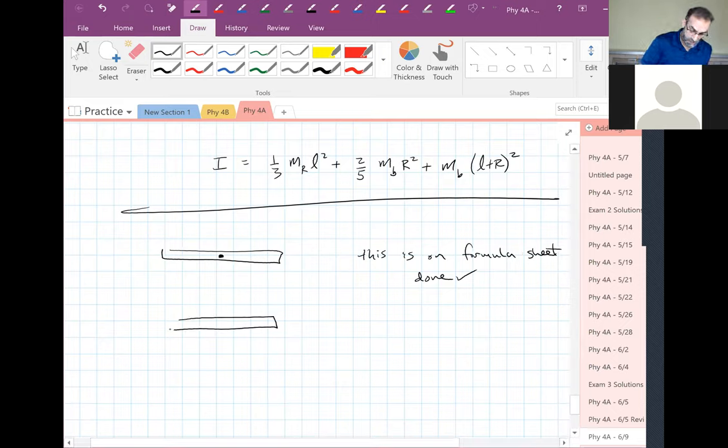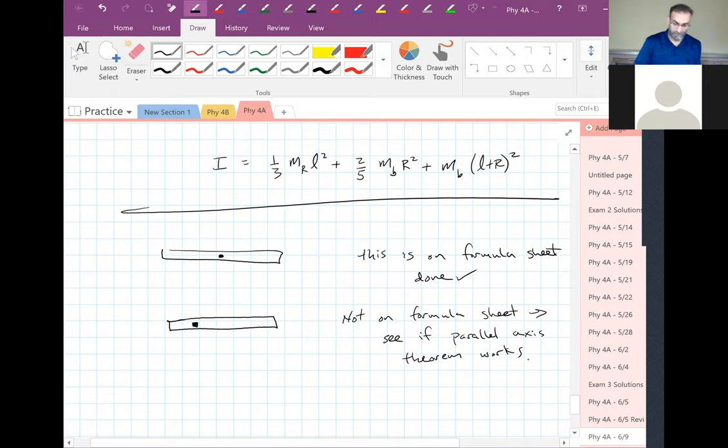Thin rod rotating about this axis of rotation. Okay, now you can look to see if there's an axis parallel to the one you're interested in that passes through the center. There is. You can look up on the formula sheet the one that goes through the axis of rotation, add md squared, and you've got this one, right?